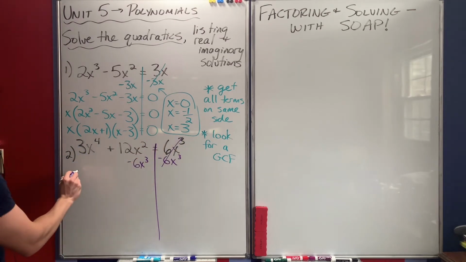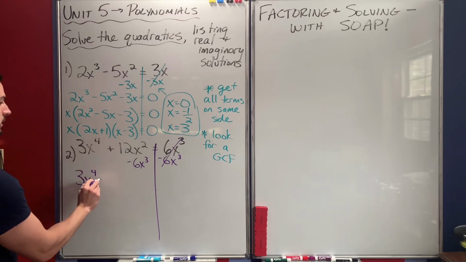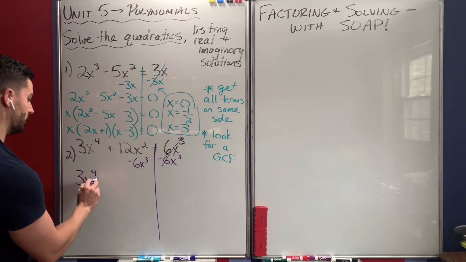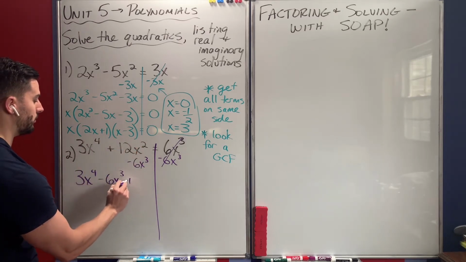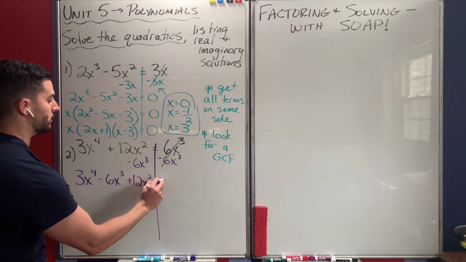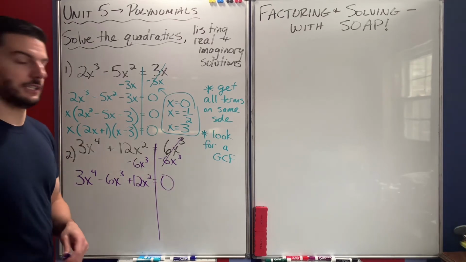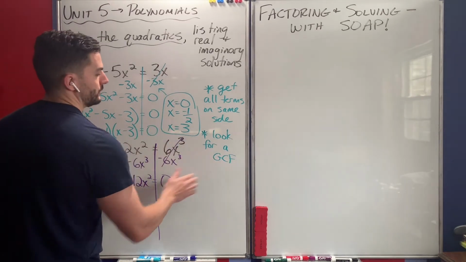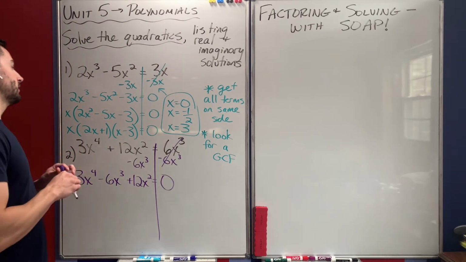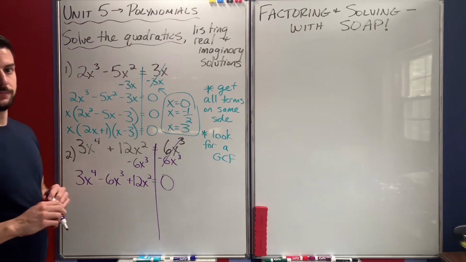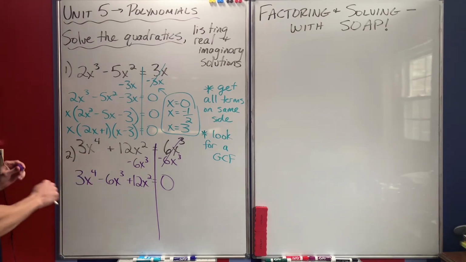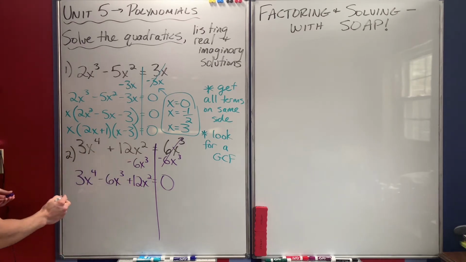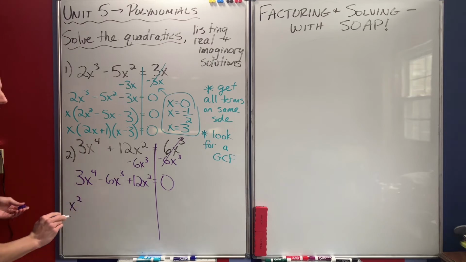When I do that, I'm left with 3x to the fourth. I'm going to sneak this negative 6x in the middle because that's in between those two exponents. So minus 6x cubed plus 12x squared equals 0. Get all the terms on the same side so that the other side says equals 0. Now I want to look for a GCF, the highest thing that I can divide out of each term. We did this in Algebra 1, but look at your x's. All of these have at least two x's, so I'm going to be able to divide out an x squared from each term.